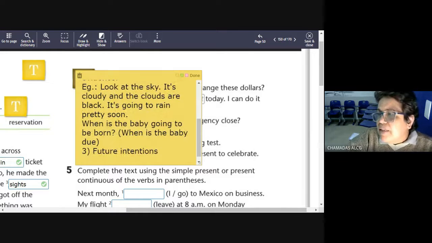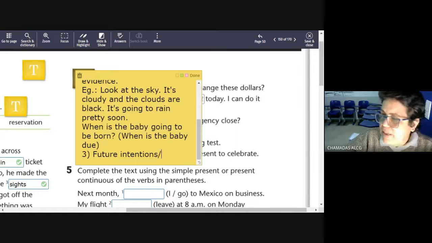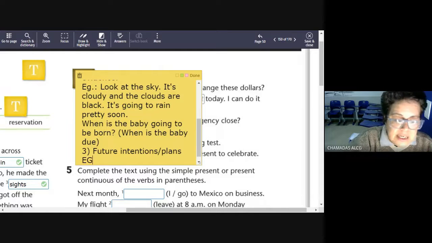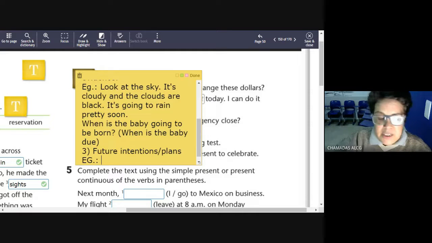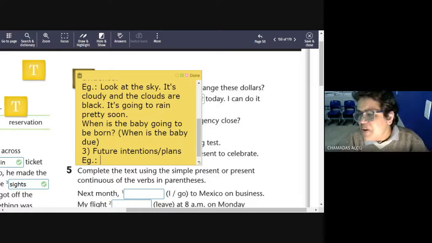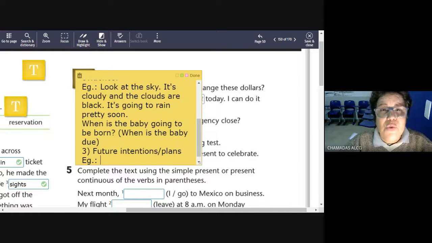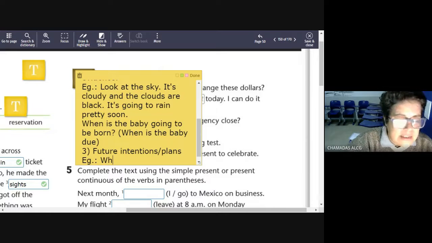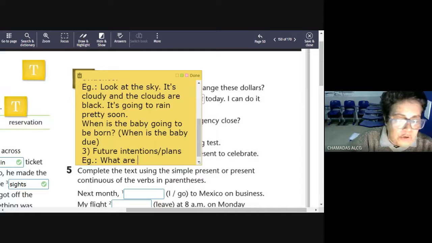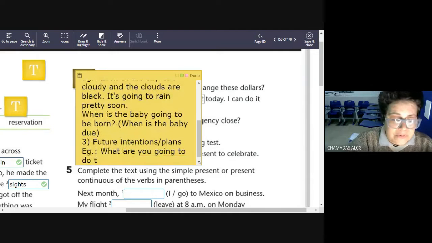Example, plans or intentions. Let's put here together. Future plans or future intentions. Example. Oh my God, it's so hard to use this keyboard. So, for example, what are you going to do tomorrow? This is a way to, I want to know your intentions or your plans for tomorrow. So, what are you going to do tomorrow?